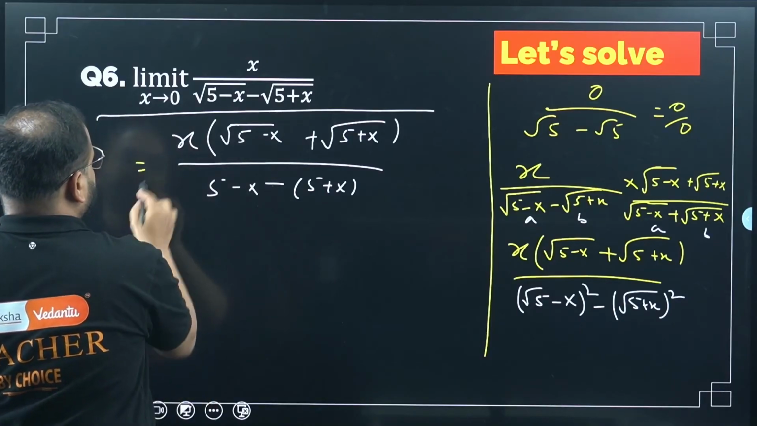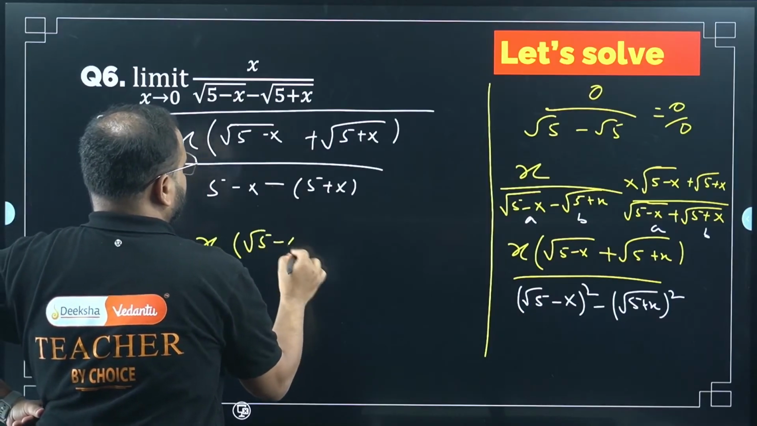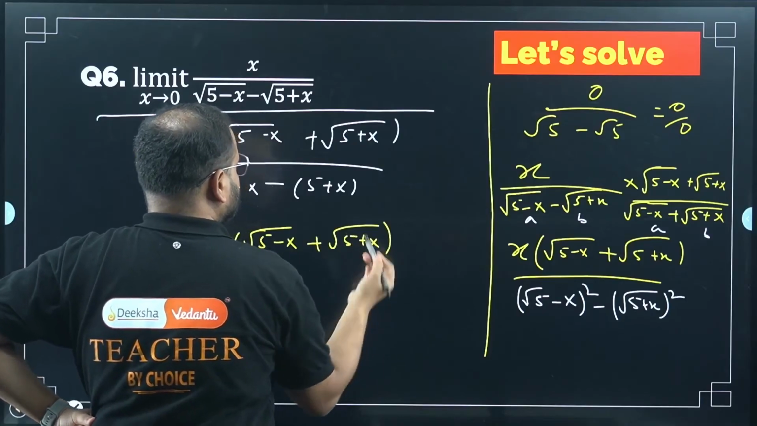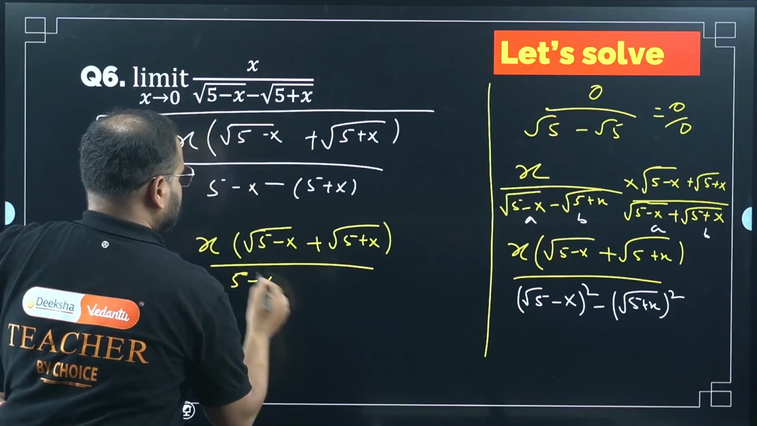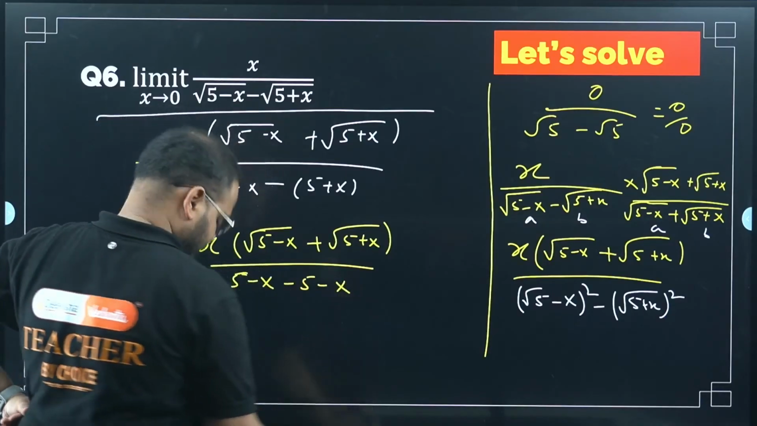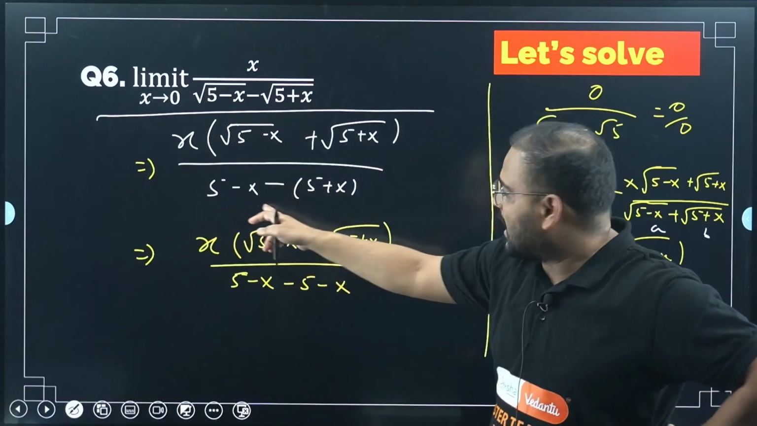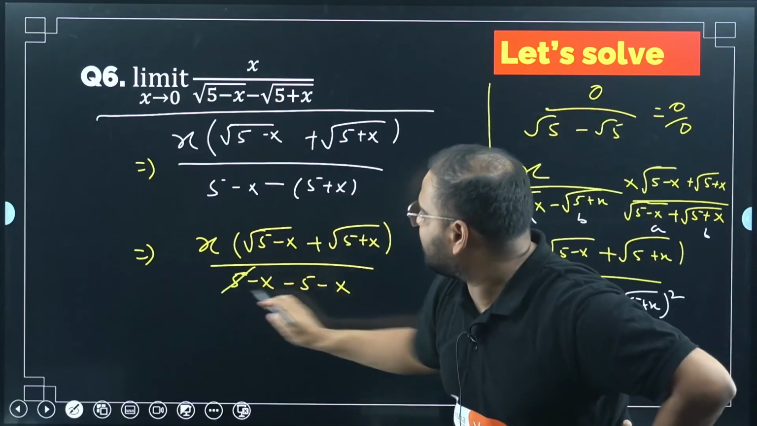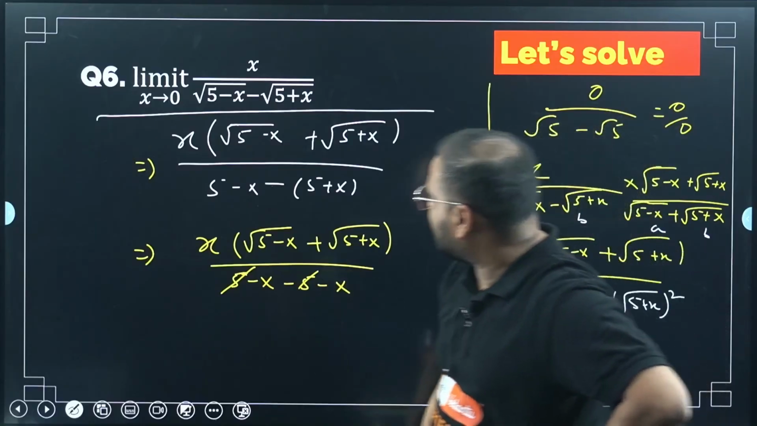Next step, please check. I get x times of root 5 minus x plus root 5 plus x, okay, divided by 5 minus x minus 5 minus x. Yes, no? This is correct, right? What happens? 5 and 5 goes out. What I have left? I have left as minus 2x.